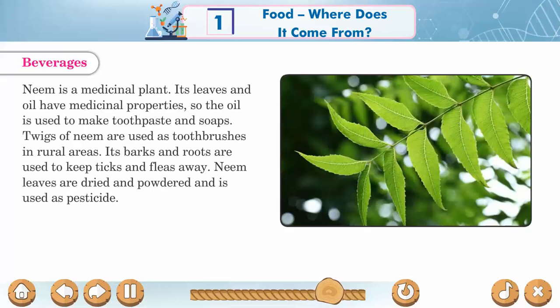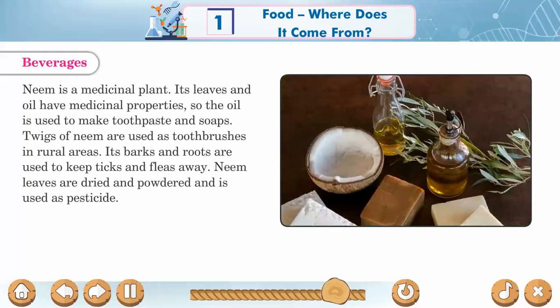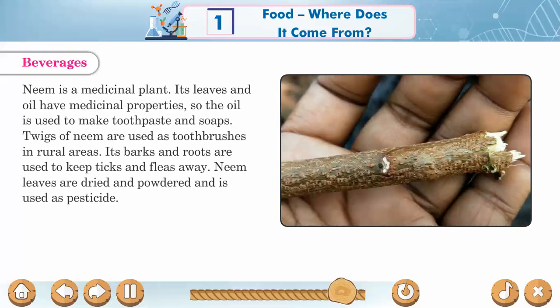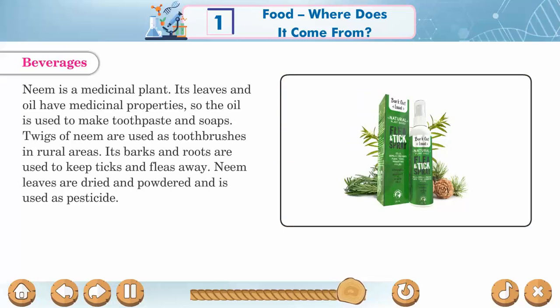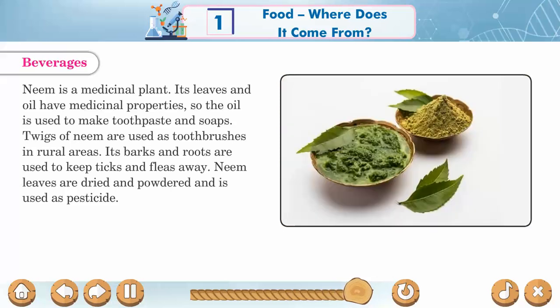Neem is a medicinal plant. Its leaves and oil have medicinal properties, so the oil is used to make toothpaste and soaps. Twigs of neem are used as toothbrushes in rural areas. Its barks and roots are used to keep ticks and fleas away. Neem leaves are dried and powdered and used as pesticide.